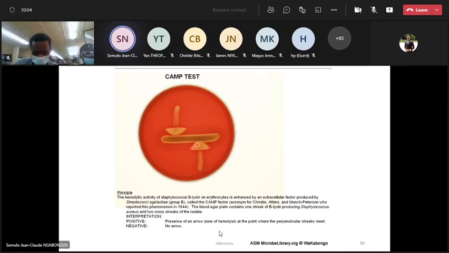So the activity of Staphylococcus aureus beta-lysin is amplified or enhanced by an extracellular factor produced by Streptococcus agalactiae. Some factors produced by the colony of Streptococcus agalactiae enhance the ability of beta-lysin to expand and kill more red blood cells. This is typically specific to Streptococcus agalactiae. Other Streptococcus do not produce this larger clear zone as an interaction between Staphylococcus beta-lysin and the test isolate.